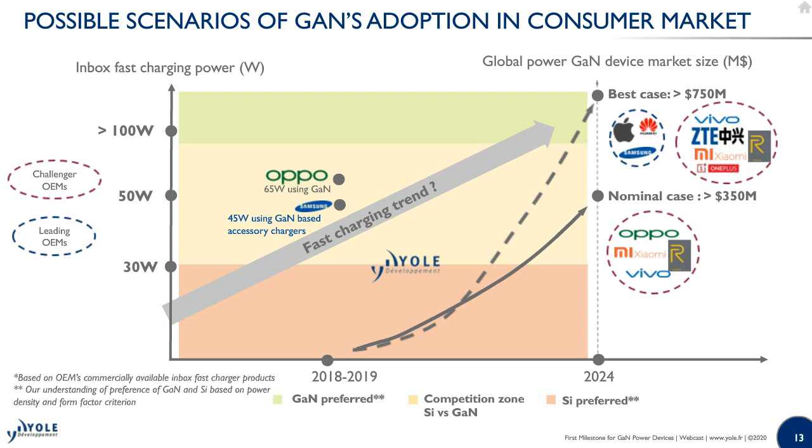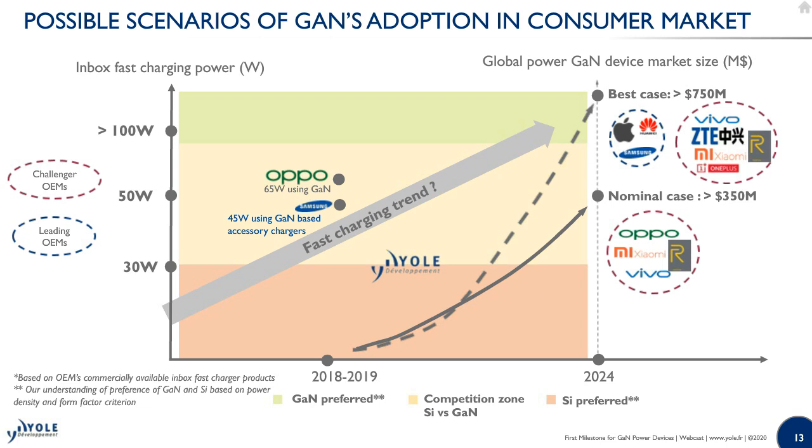So it can be the power rating, the cost, the desired form factor, and of course the OEM strategy. While below 30 watts, many of the inbox fast chargers have silicon MOSFETs. Above 30 watts, we see a great competition between the GaN and silicon in terms of cost, small form factor, and performance.